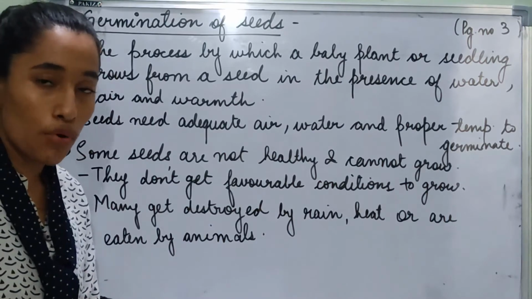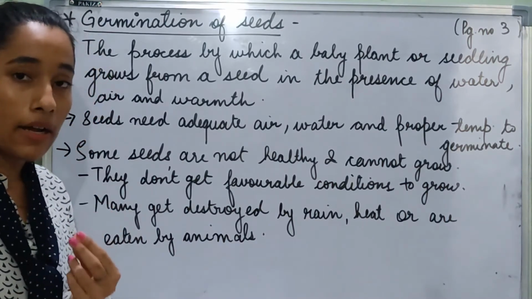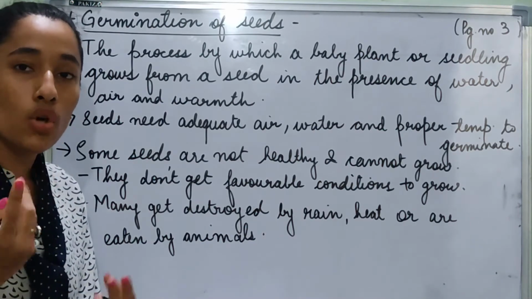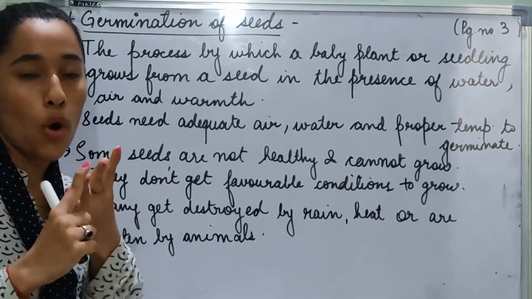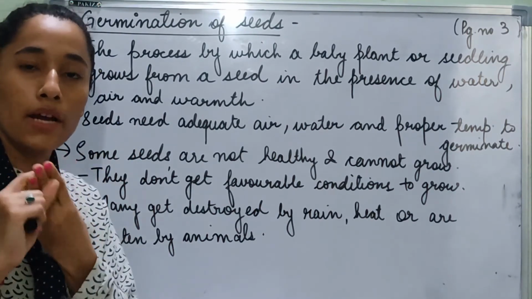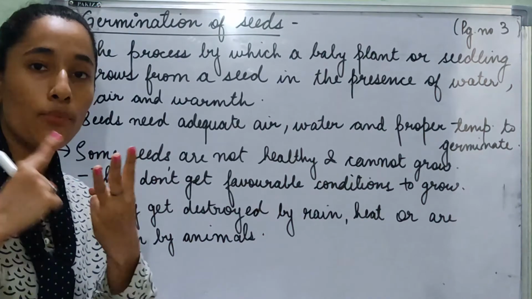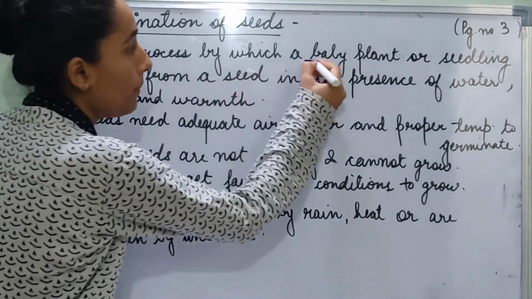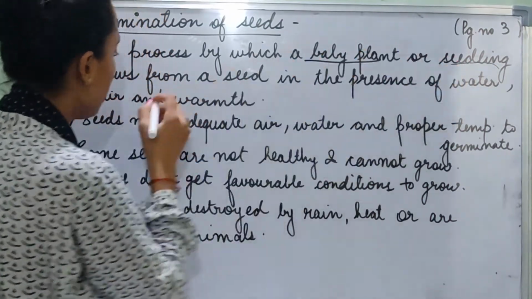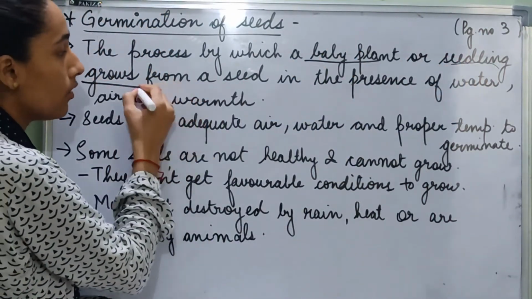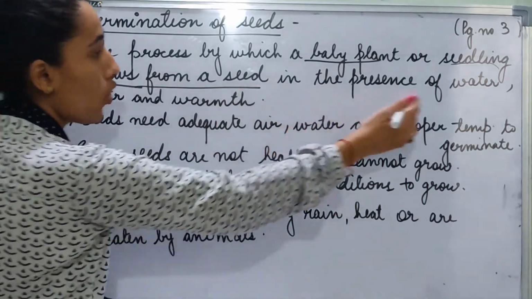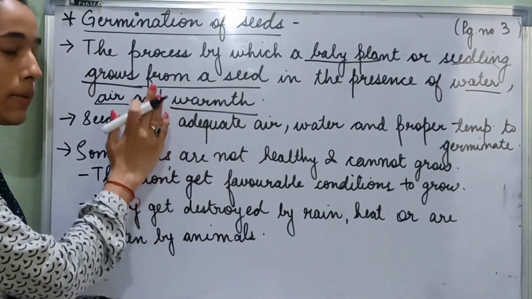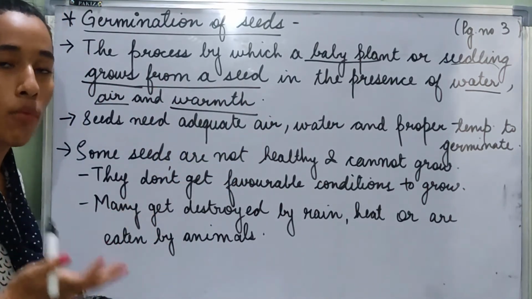So germination is a process in which a baby plant or a seedling grows into a big plant in the presence of air, water and warmth. These are very important for a plant to grow: air, water and warmth. By warmth here we mean sunlight, because sunlight gives warmth to plants.